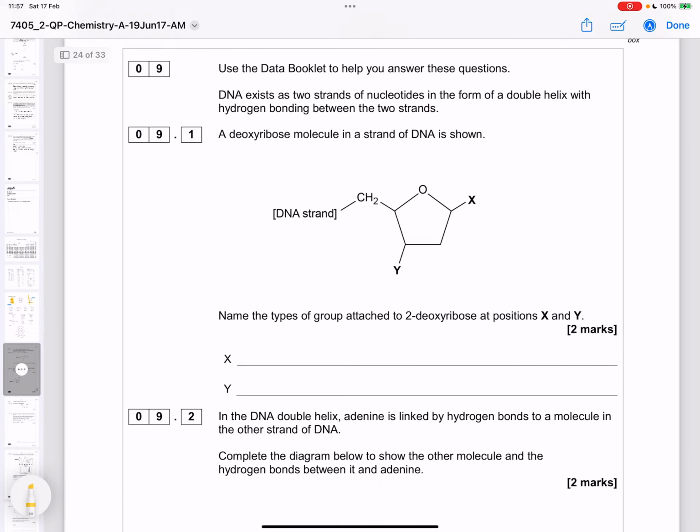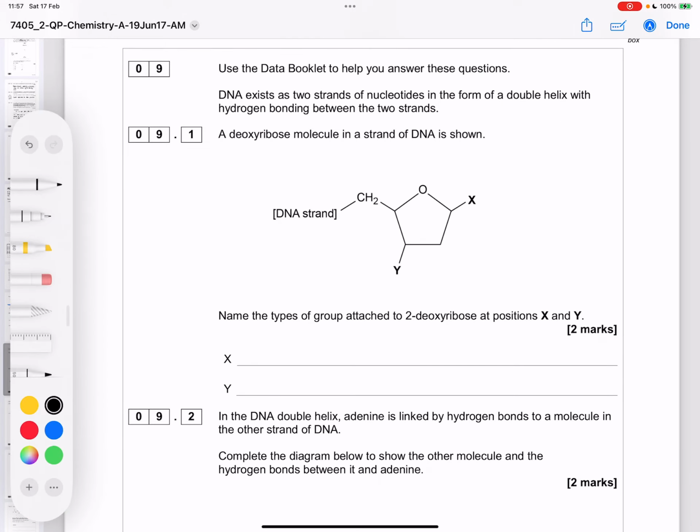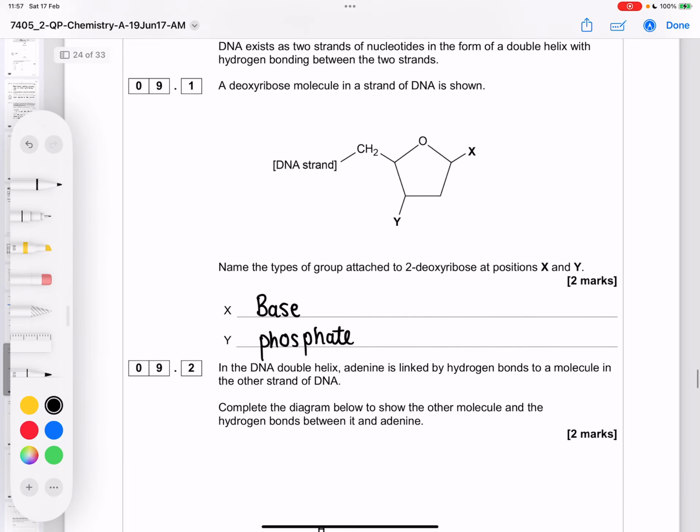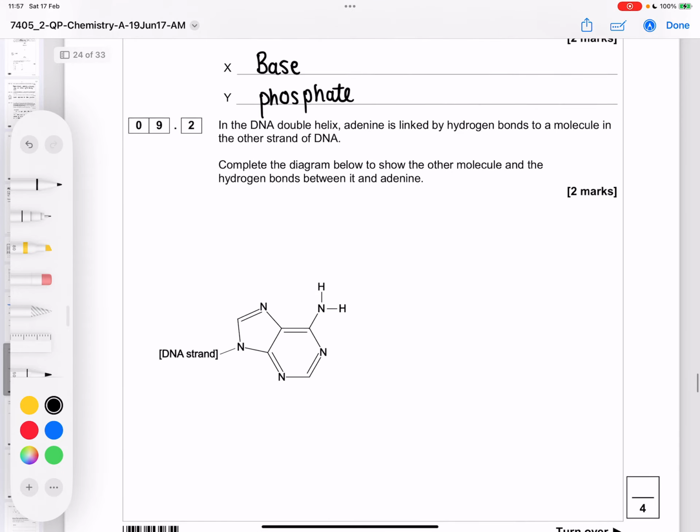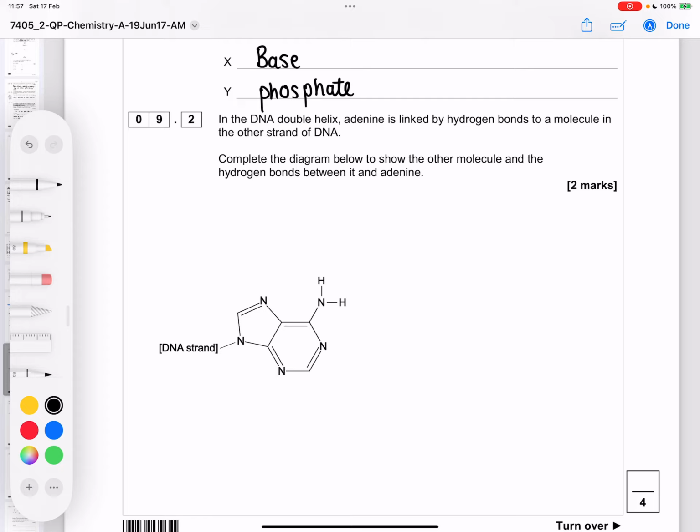Okay, so X must be where there is a base. So looking at the data sheet, the name is base, and Y is where there would be a phosphate. There'd also be a phosphate where it says DNA strand. Then it says in the DNA double helix, adenine is linked by hydrogen bonds to a molecule in the other strand of DNA. Complete the diagram.